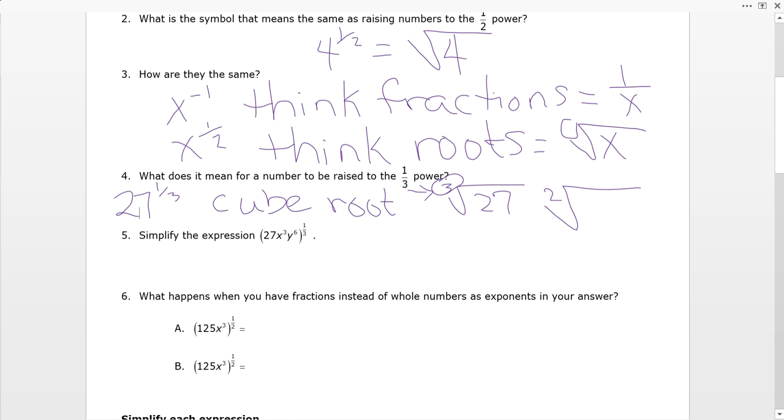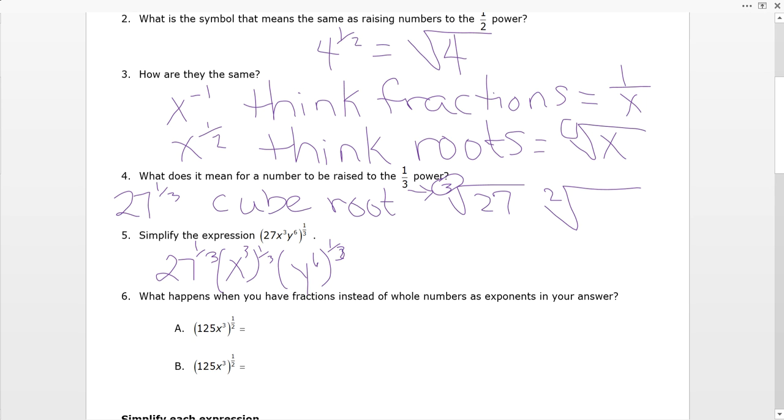Okay, so number 5, we're going to simplify this expression. And remember, one thing we do is we distribute that 1/3 to everything. So the first thing I'm going to do is, I can't remember if I was going to talk about this before. Okay, we have 27 to the 1/3, we have x cubed to the 1/3, and we have y to the 6th to the 1/3.